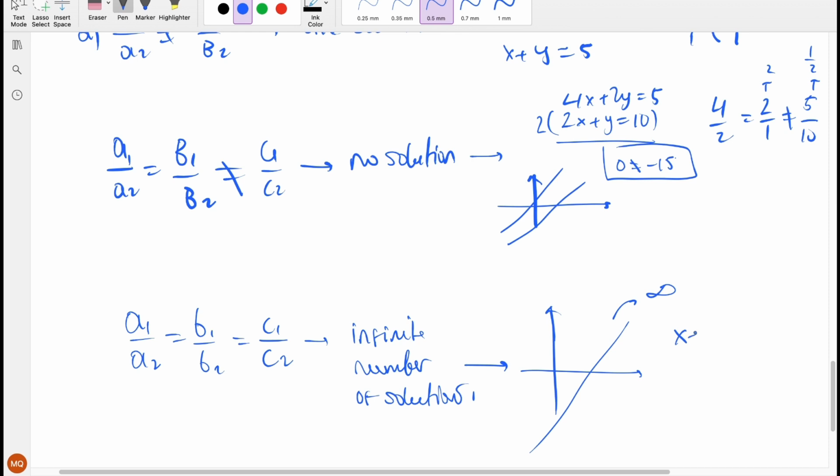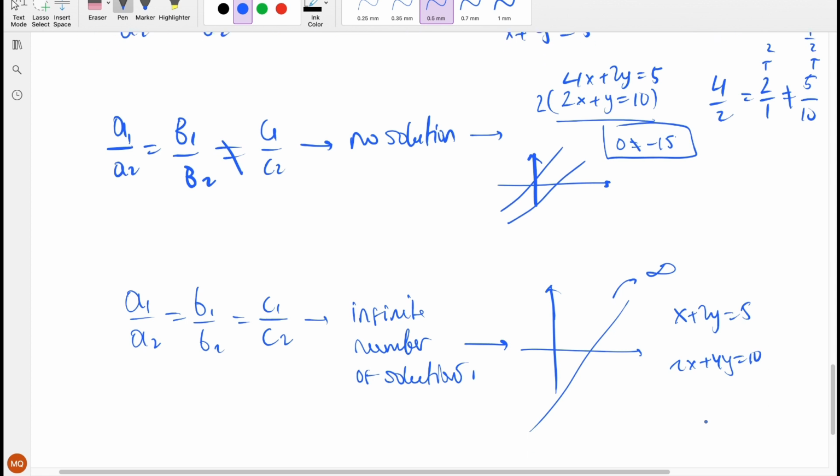Let's take an example: x plus 2y is equal to 5, 2x plus 4y is equal to 10. When you multiply the first one by 2, you will get the same thing as the second one. It means that there's no solution. I'm sorry, there are two identical equations, and it means that there's an infinite number of solutions.